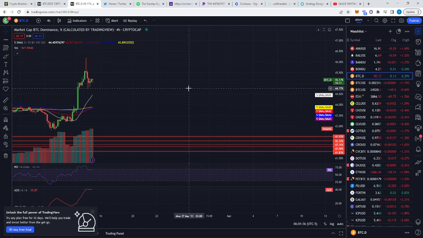Do you think Bitcoin is going to make a little run up again, or you think it's going to fall back and pull back some more? Me personally, I bought some Bitcoin the other day. I'm going to buy some more today or the next pullback.